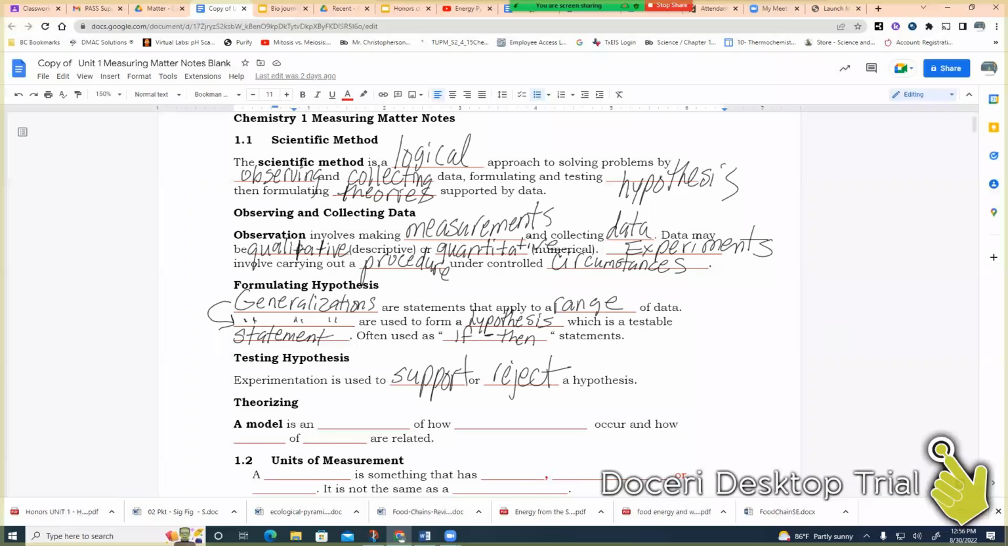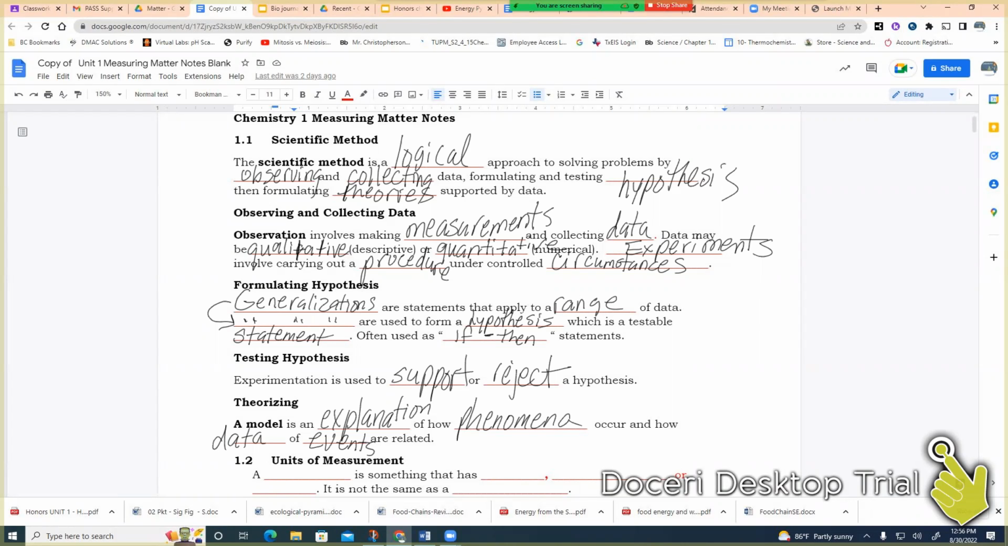So after that has been done, if it's been supported, then the next thing would be to try to form a theory. So a model is an explanation of how phenomena occur and how data or events are related. Once that experimentation has happened and that data has been collected, then how can it be applied?